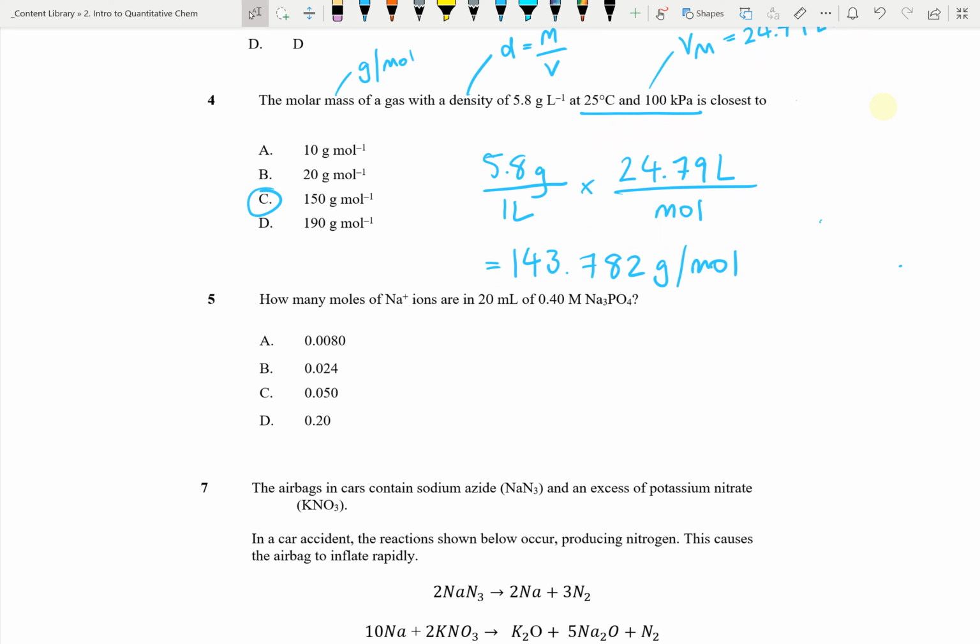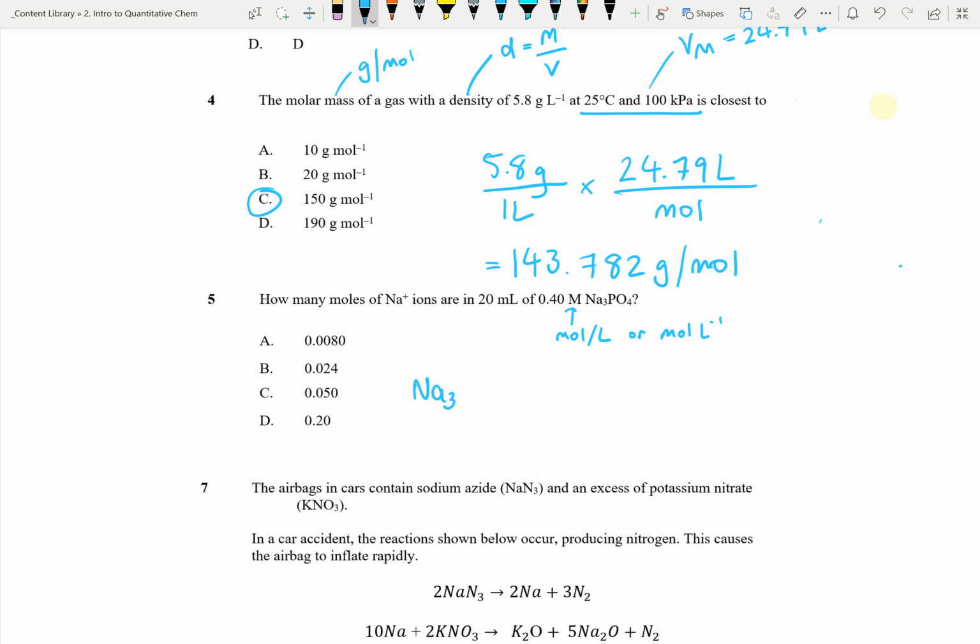How many moles of the sodium ion are in 20 mL of 0.4 moles per litre? This is molarity, moles per litre of sodium phosphate. And you may notice that there's 3 sodiums in here. What you need to understand is this is an ionic compound. It's dissolved in water. It's in ion form.